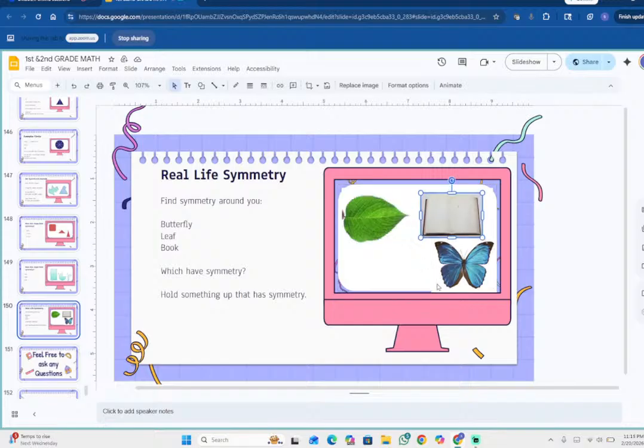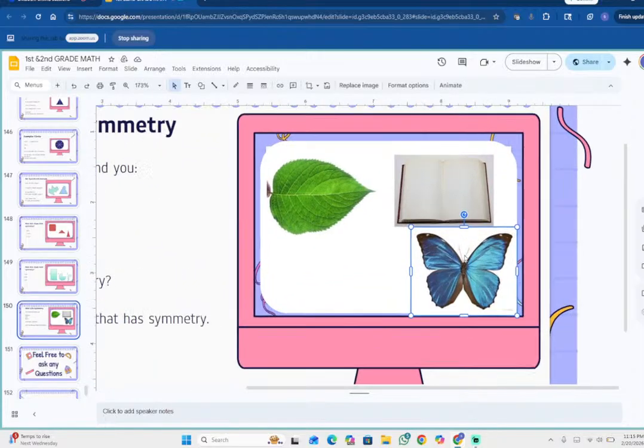If we look at the book, it's in the shape of a rectangle. So we know that it has one vertical line of symmetry and one horizontal line of symmetry. And if we look at the butterfly closely, we can tell that it only has one vertical line of symmetry.